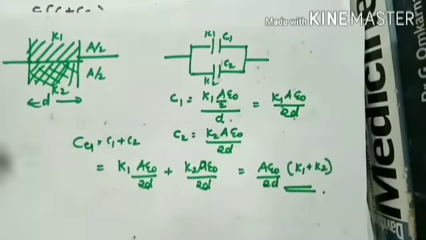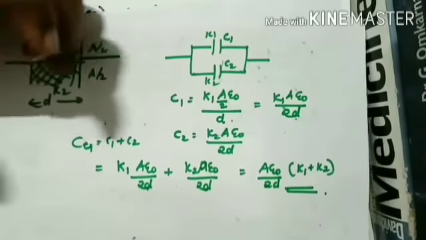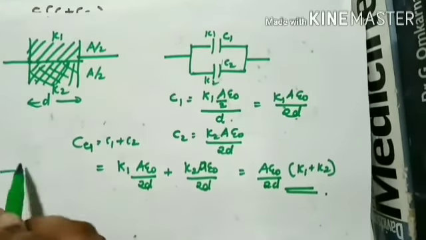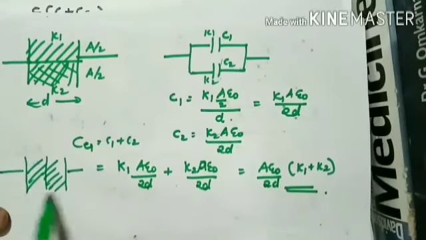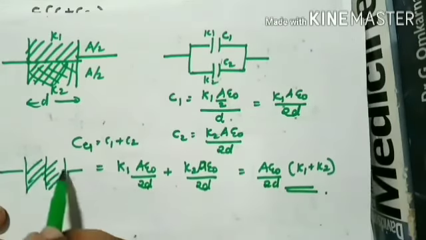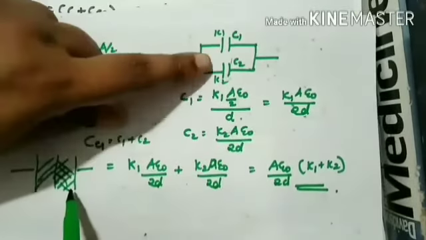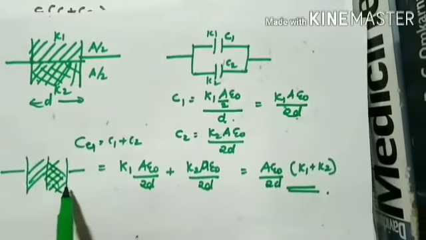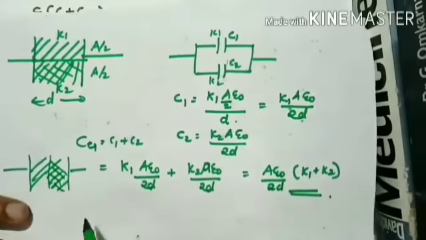So when the dielectric is filled parallel like this, it seems like parallel, but these are looking like a series connection. In this connection the capacitors are in parallel, in this condition they are in series. I hope this much is clear. I want to add something, guys.